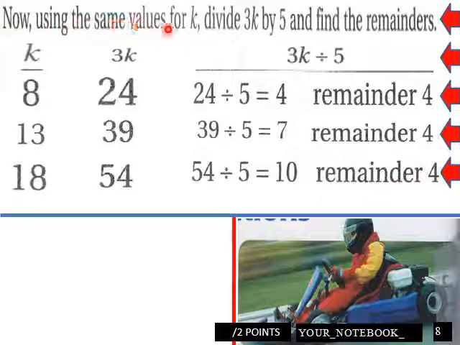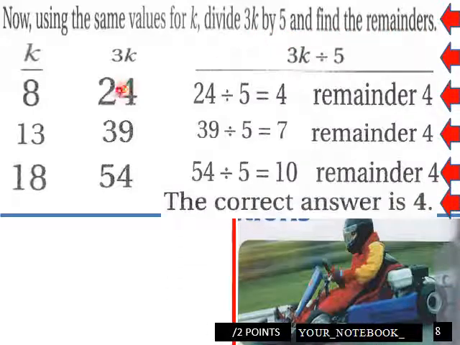Now, using the same values for k, divide 3k by 5 and find the remainders. The correct answer is 4, actually. So that would be one way that you could do it. 24 divided by 5 equals 4, and then you have a remainder of 4.